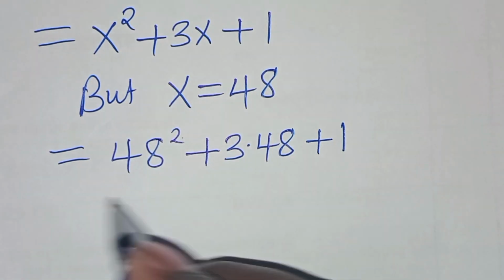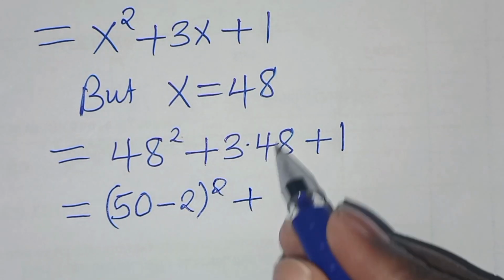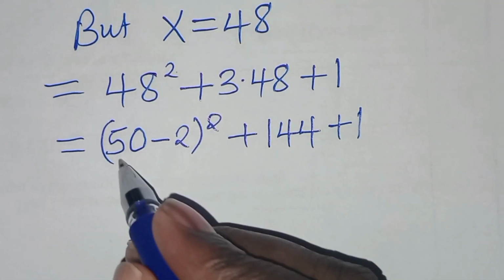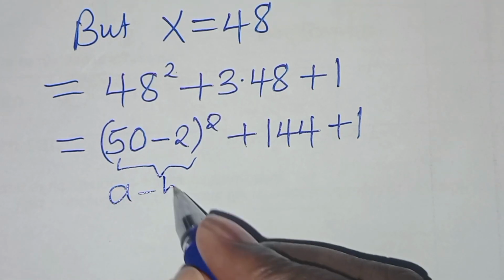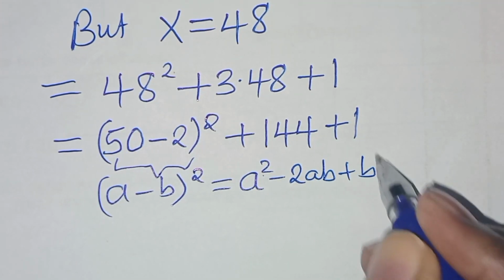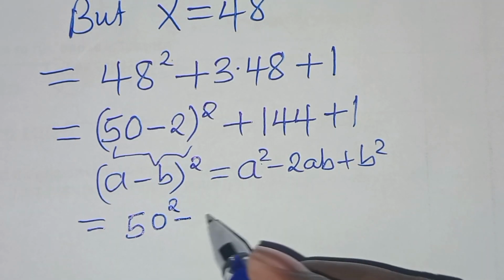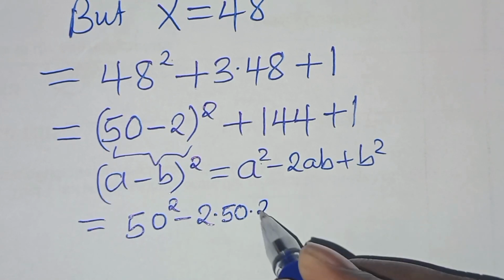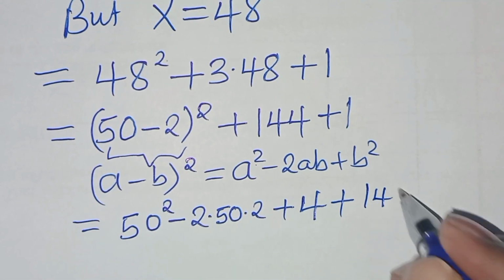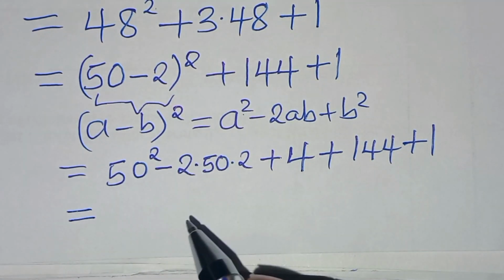So we can express 48 squared as 50 minus 2 squared, plus 3 times 48, which is equal to 144, then plus 1. Now, 50 minus 2 squared is in the form of a minus b squared, which we can express as a squared minus 2 times a times b, then plus b squared. So here we'll have 50 squared minus 2 times 50 times 2, then plus 2 squared, which is equal to 4, then plus 144 plus 1. So this implies that here we have 50 squared, which is 2500.